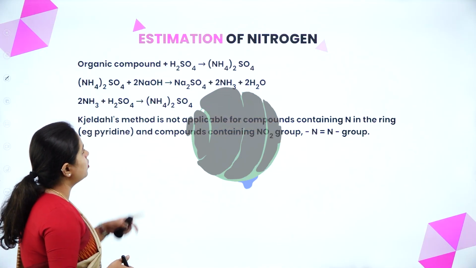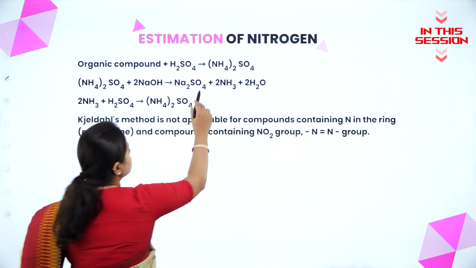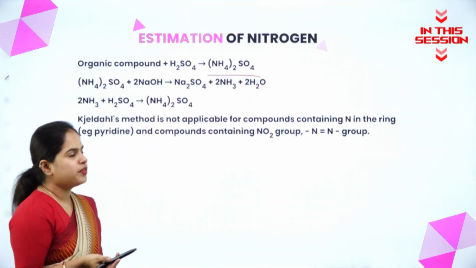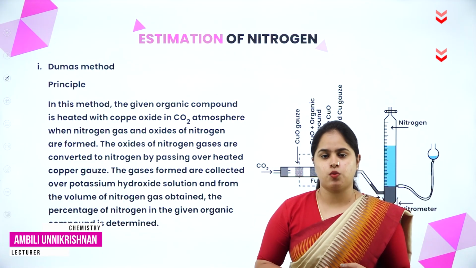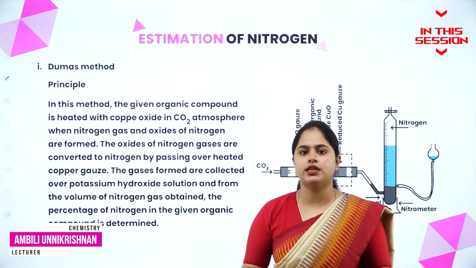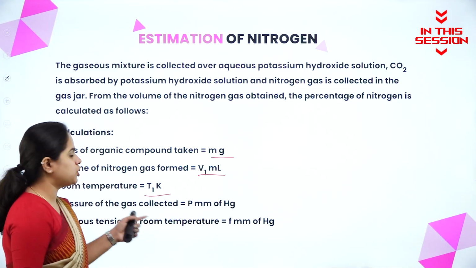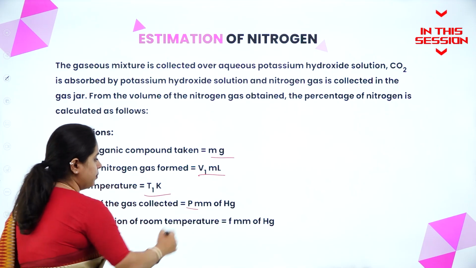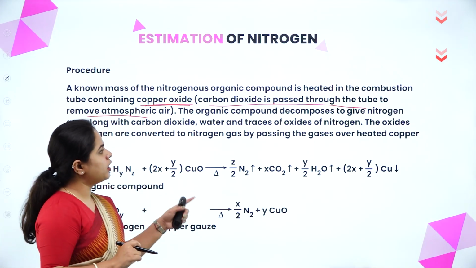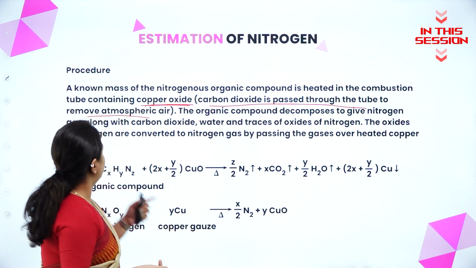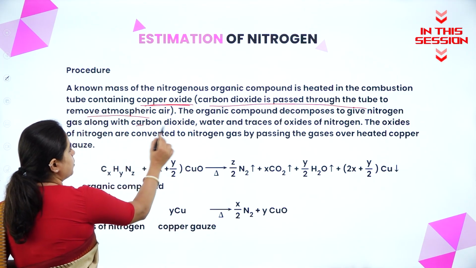the organic compound reacts with sulfuric acid and first what did it form? Ammonium sulfate. Quantitative analysis of nitrogen can be done with two methods. One is Dumas method and the next one is Geldahl's method. Pressure of the gas is considered as P and the aqueous tension is considered as F. The organic compound decomposes to give nitrogen gas along with carbon dioxide.